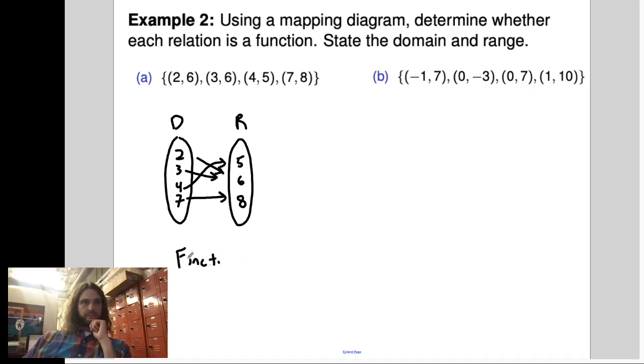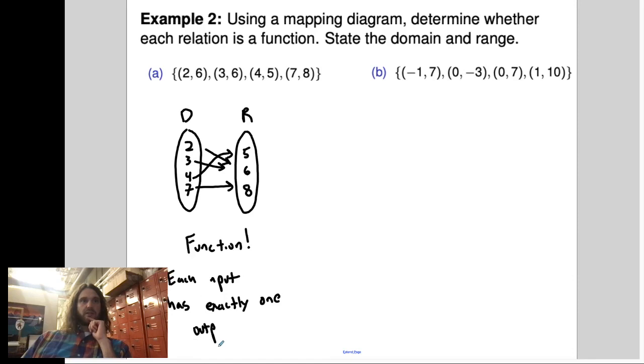Because each input has exactly one output. Now, you have to put the word exactly in there. You have to put the word exactly in there for the following reason.